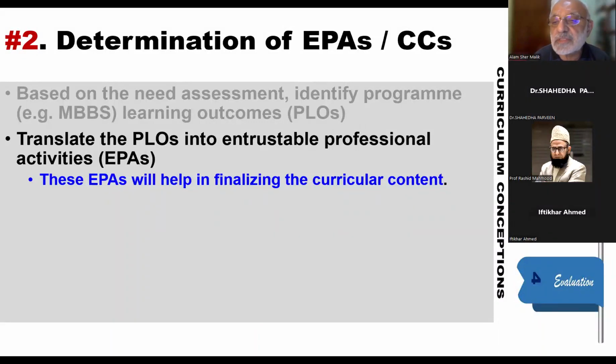So this is an important step for us to identify the curricular content: based on the need assessment, we identify the program learning outcomes. And from the program learning outcomes, we identify the core competencies, or EPAs, and these EPAs will help in finalizing the curricular content.